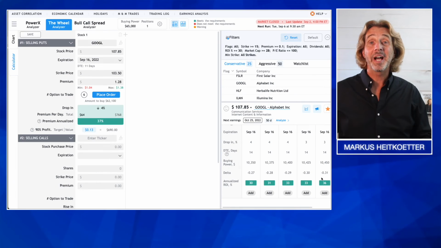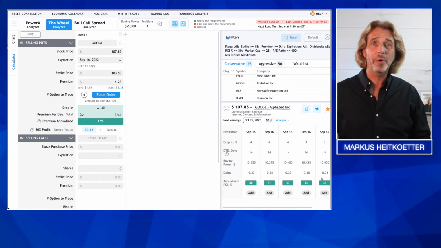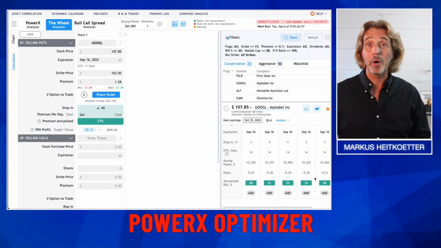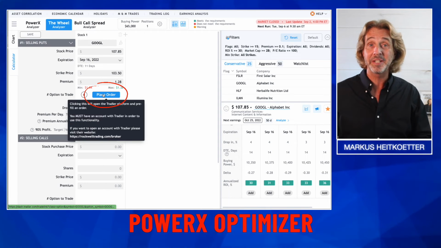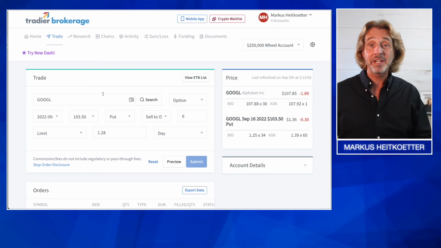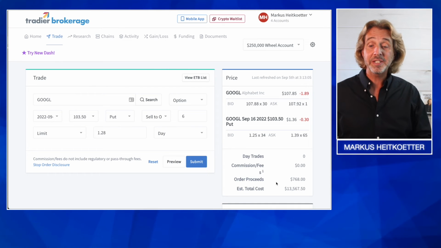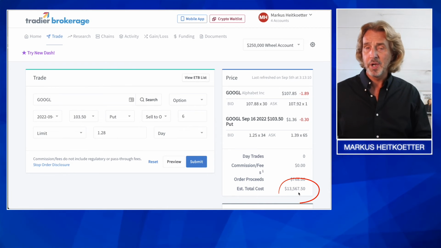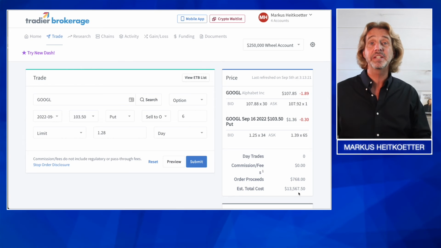Now, before I explain to you why that is and how this can get you in trouble, let's check another broker. This time I will place the trade with Tradier, and it's super easy because Tradier is integrated with PowerX Optimizer. So instead of entering all this data, I just push one button that says place order. So here we go, everything is filled out, and if I go on preview, we see that this broker is requiring $13,567.50. So again, this is a little bit more. And if you divide the 13,567 by 62,100, that is actually required if you get assigned, you will see that this is only 22%.